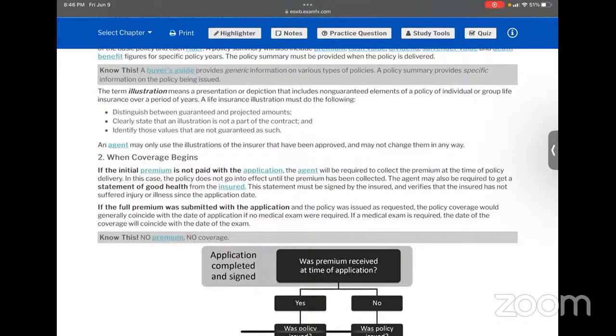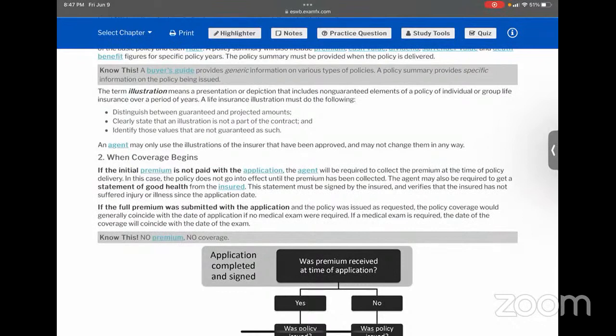The agent may also be required to get a statement of good health from the insured. This statement must be signed by the insured and verifies that the insured has not suffered injury or illness since the application date. If the full premium was submitted with the application and the policy was issued as requested, the policy coverage would generally coincide with the date of the application if no medical exam were required. If a medical exam is required, the date of the coverage will coincide with the date of the exam.